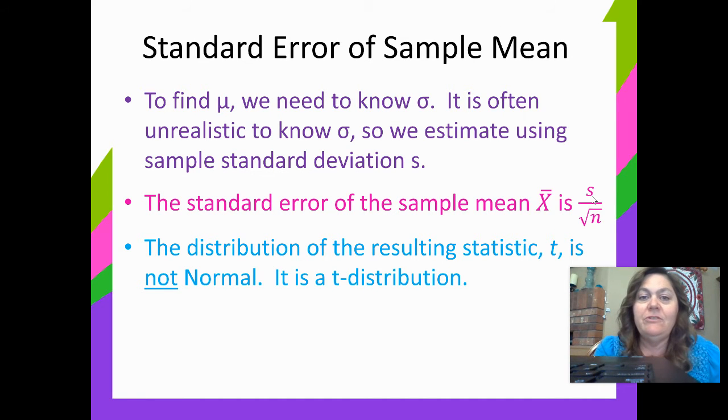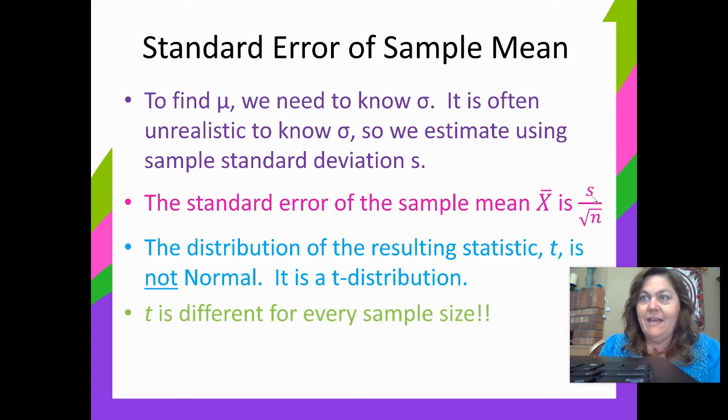minute on your formula sheet the shape that a t distribution does take, but it is a t statistic now. It's called a t distribution, and that's what we're going to get into today. And the thing that is weird is that t is different for every single sample size.